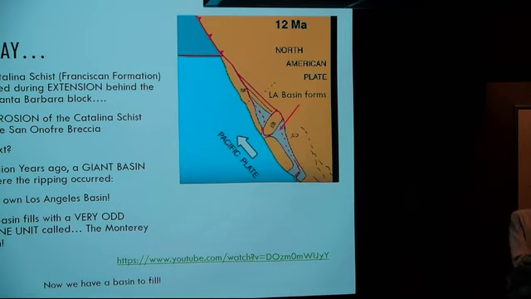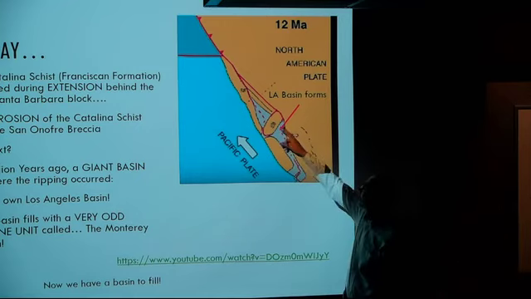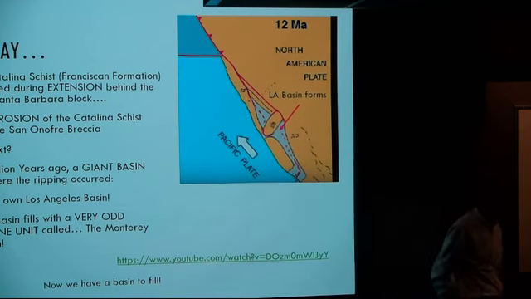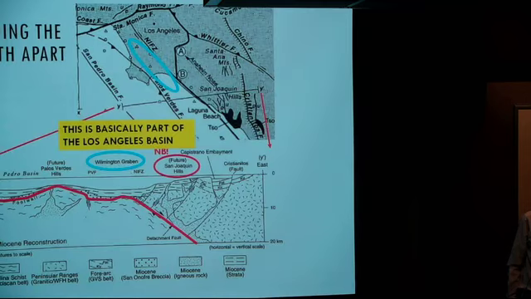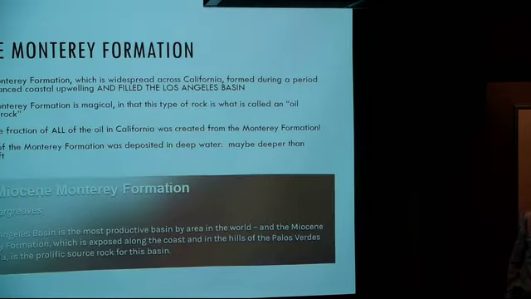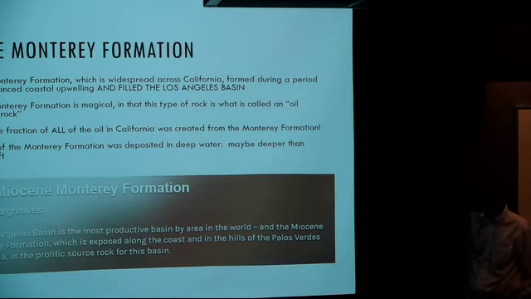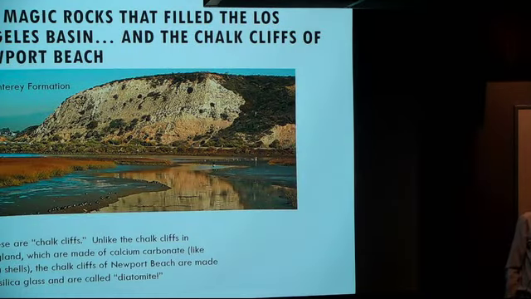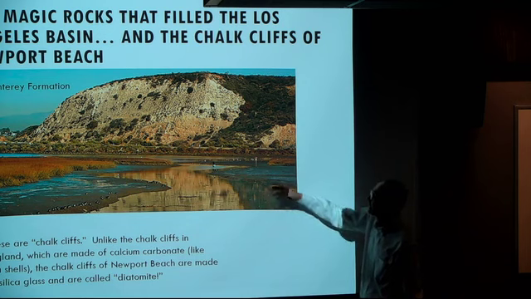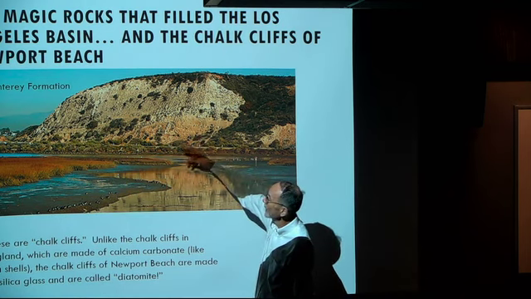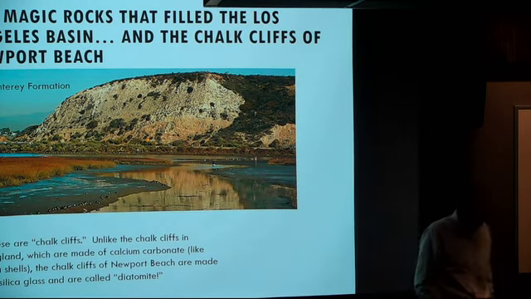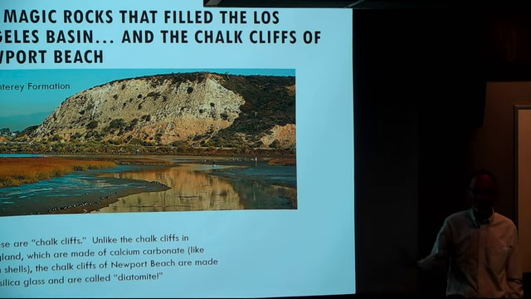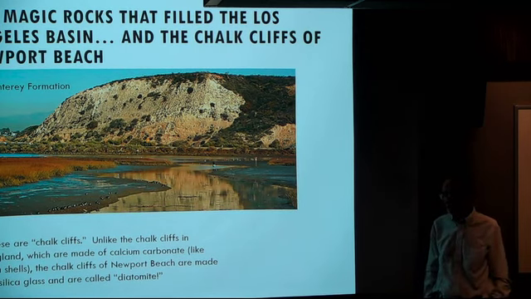So what we've done is we've moved this gigantic block, and we're forming this big hole, which is now the Los Angeles Basin. And we filled that basin with a lot of mud called the Monterey Formation. This Monterey Formation is magical in that it's an oil-forming rock. One example of it is the white cliffs of Newport Beach. This is the Back Bay, and this white rock here is called diatomite. It's in the Monterey Formation, and it's a siliceous chalk that is very much prone to making oil.